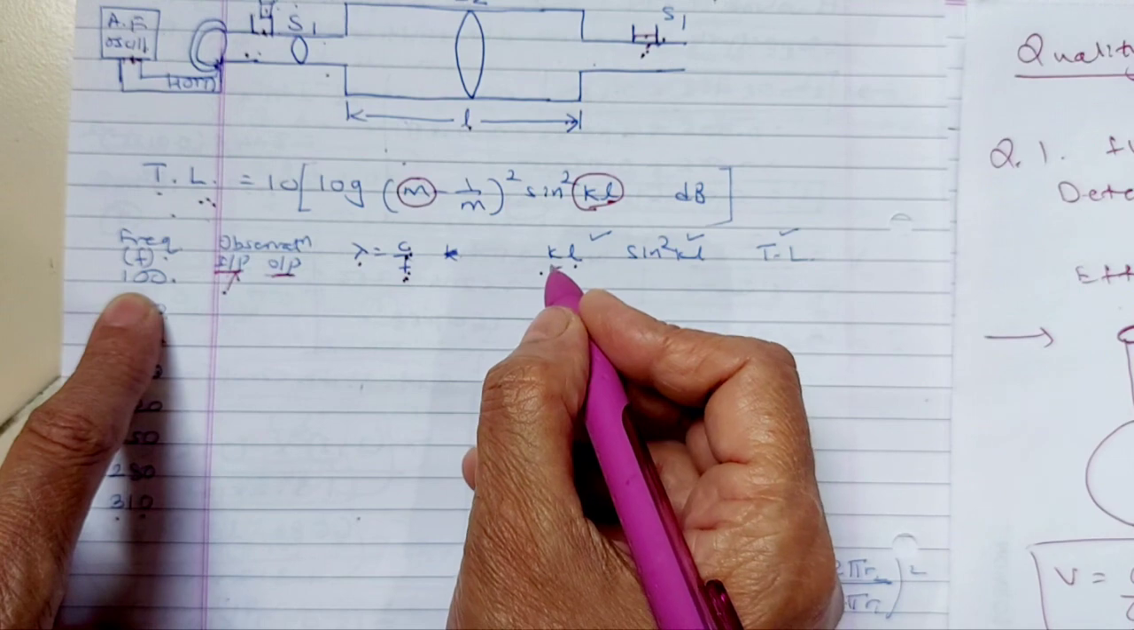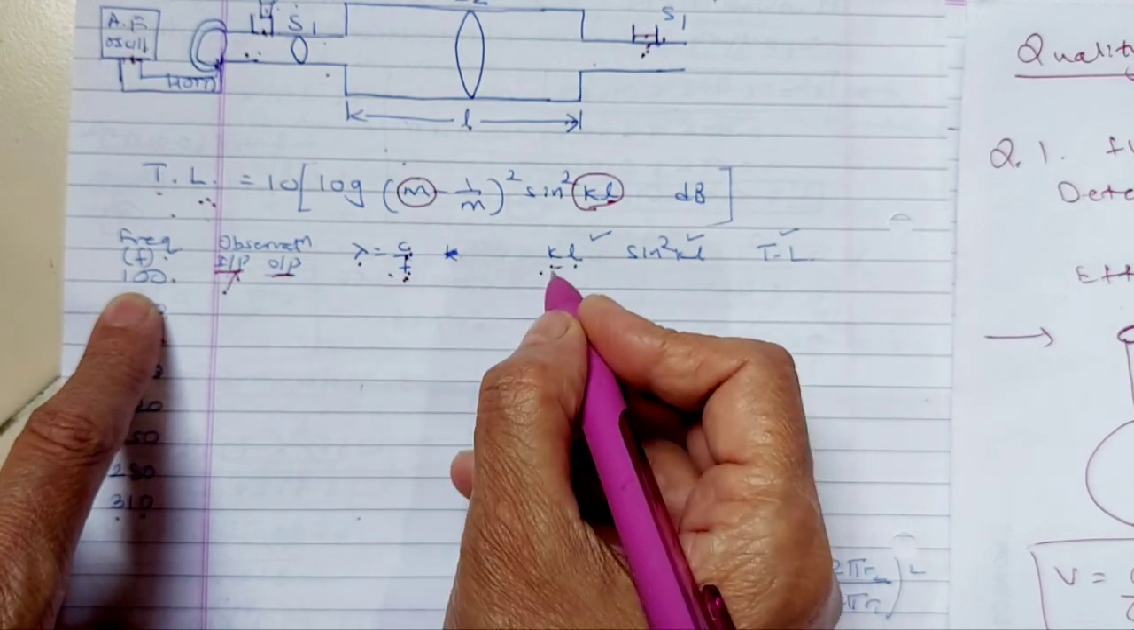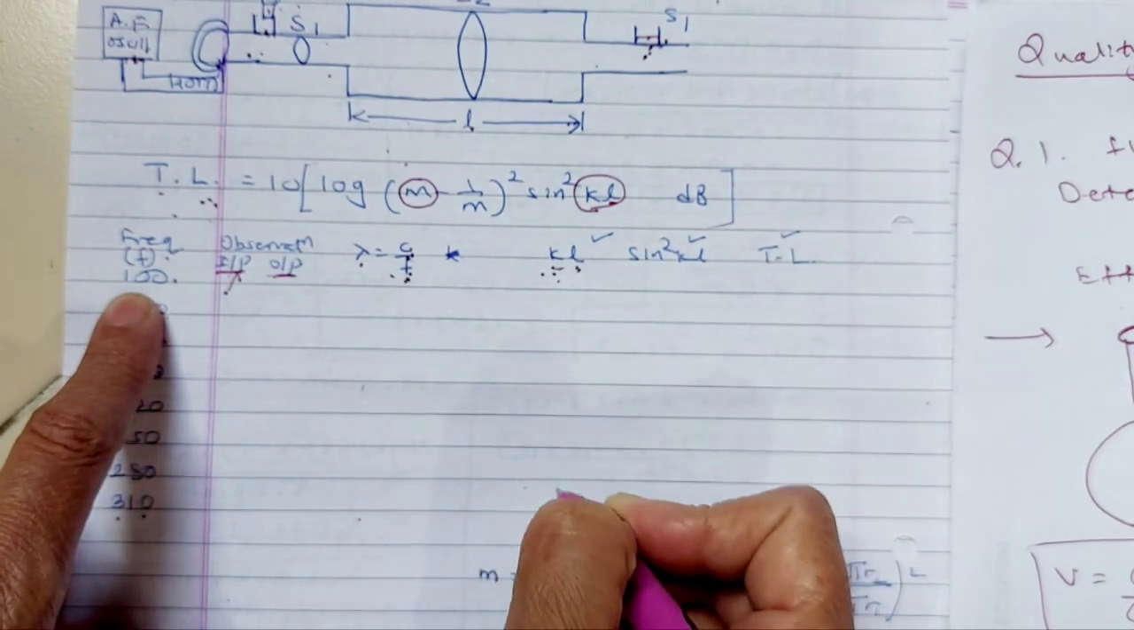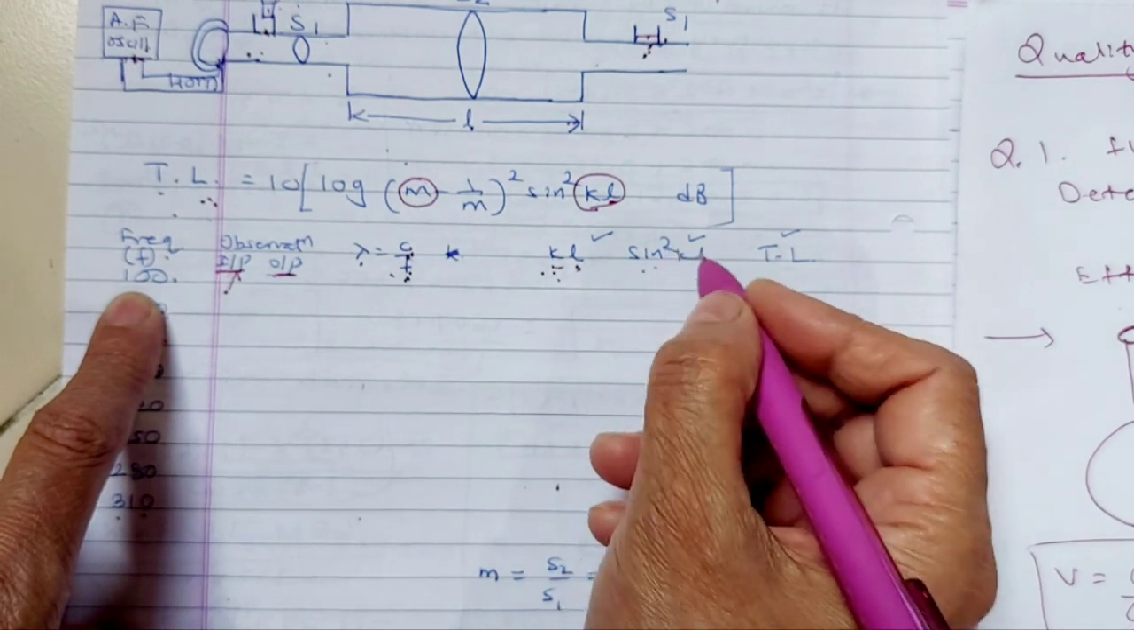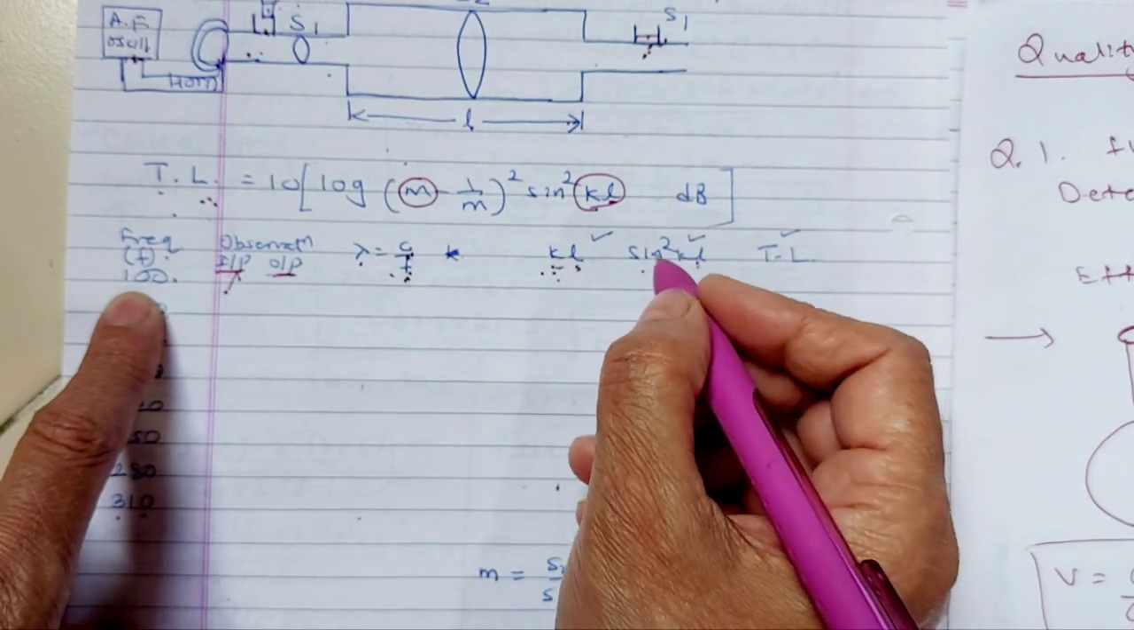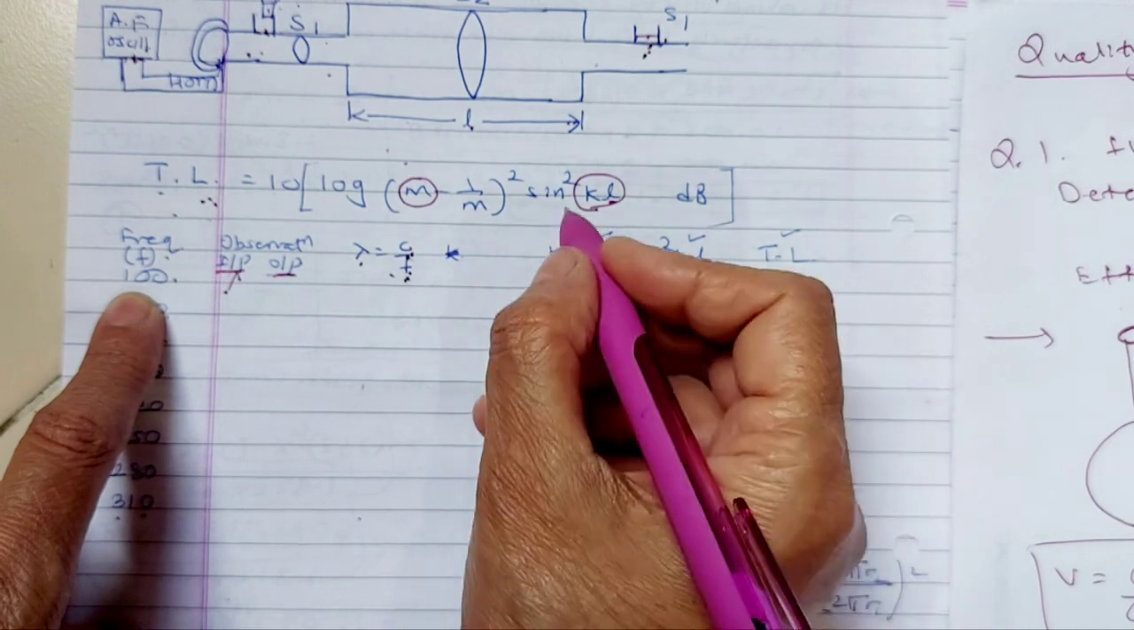Okay. So K you know, 2 pi by lambda, lambda you know, substitute the value, multiply by L and get this table. Then do sine square KL. Sine of KL, okay, you need sine square KL. Substitute the value over here.